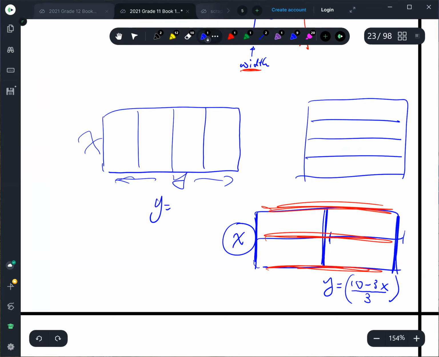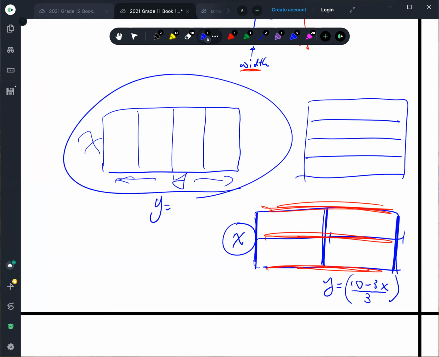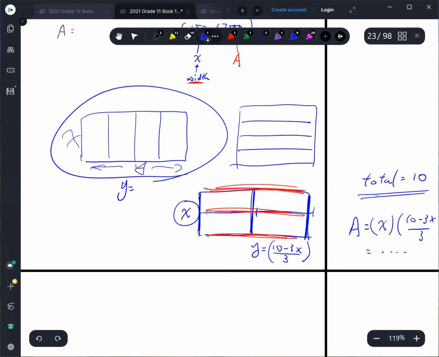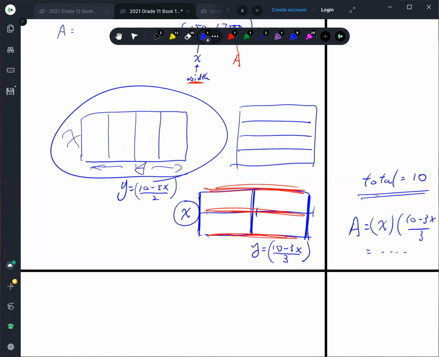Set it up the other way, then the length would be 1. So using total 10, 10 minus 5x, divided by 2. Okay, and then you do area is those two times together, and you get a vertex form. Oh, so it doesn't really matter which way at the end? As long as your total fence is the same, your final dimension should be the same.